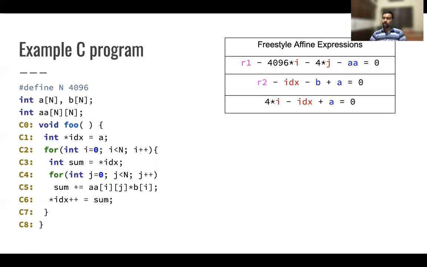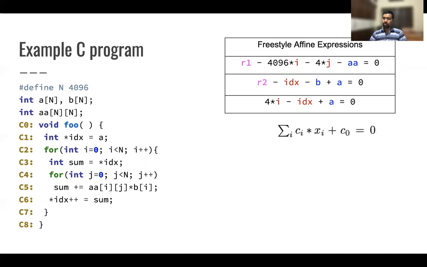Let's consider the invariants generated by the equivalence checker at one of the correlated PC pairs for our source program and its generated optimized assembly program, as shown in the table here. They relate the source variables i, j, and idx with the registers R1 and R2. We call these freestyle affine expressions, and they have the form shown here in this mathematical equation, where the Ci's are constant coefficients and the Xi's are variables or registers from the source and the assembly program.